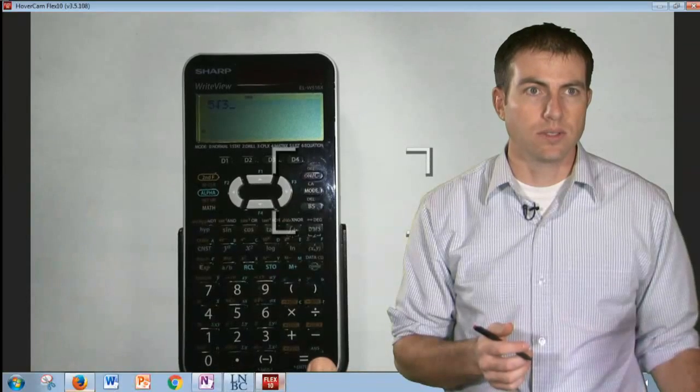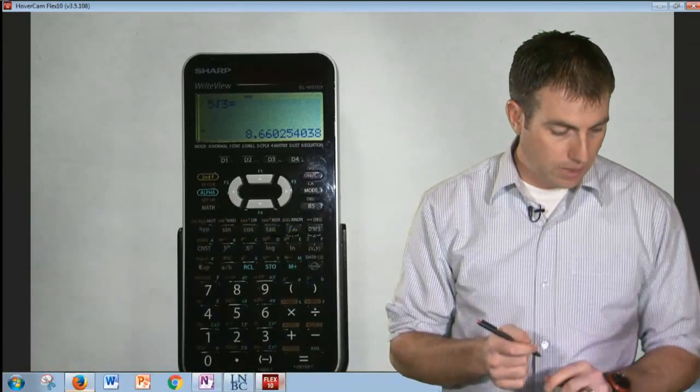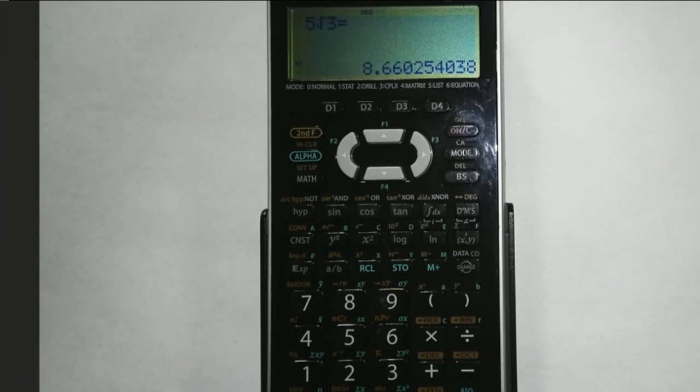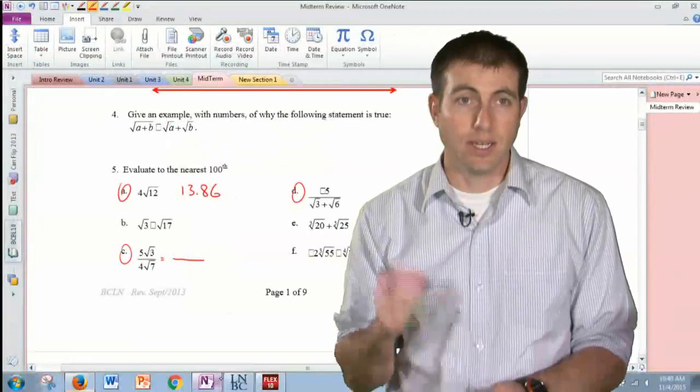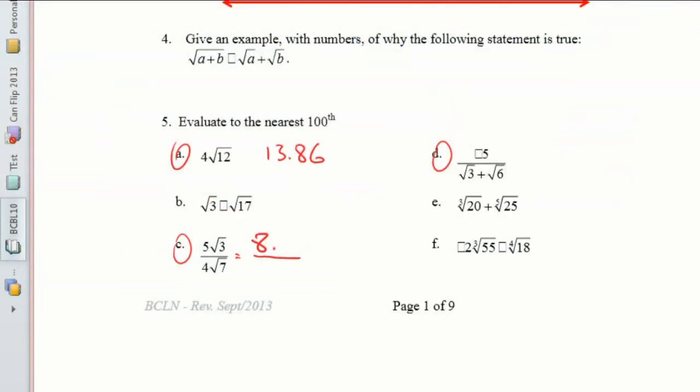And then I just hit equals. And then I get 8.6602. So what I'm going to do is carry a few decimal places in my question on the top. So I get 8.66025. I don't want to round until the last step. I only want to round when I get to the very last step. And then on the bottom I have 4 root 7. So I'm going to go 4 root 7, get 10.58300 as my second number. Then I'm just going to divide these things.